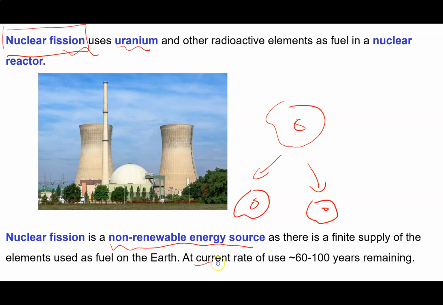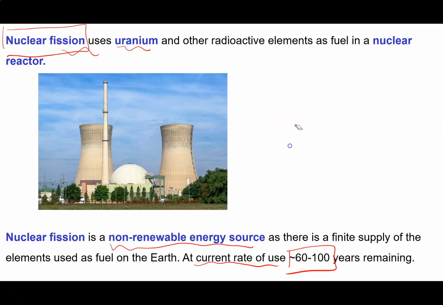At the current rate of use, we have about 60 to 100 years remaining of uranium. So if we were to radically accelerate the use of uranium, it would run out within a couple of decades, theoretically. If we were to increase production of energy using uranium fission, say threefold, we could be done with all of our sources of uranium in as little as 20 years. So it's one of the reasons why there's not so much interest in building very large numbers of nuclear reactors.